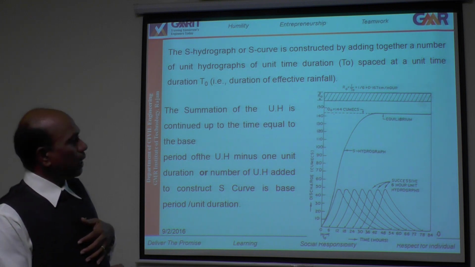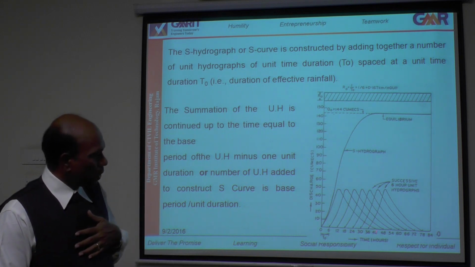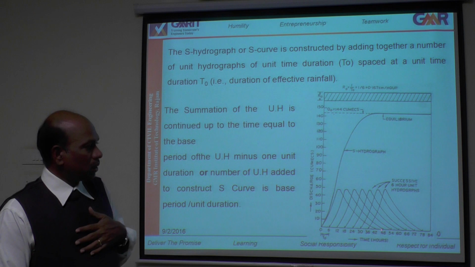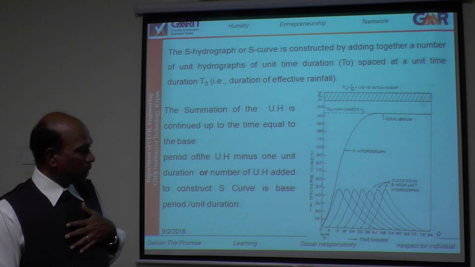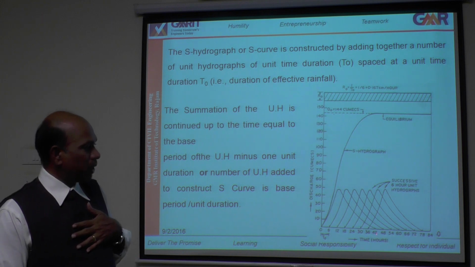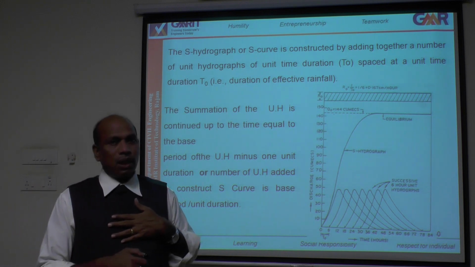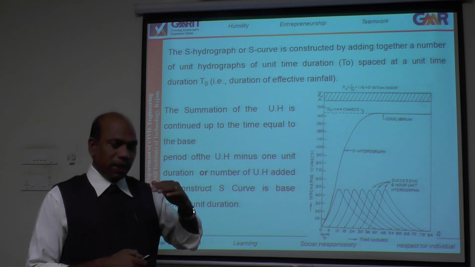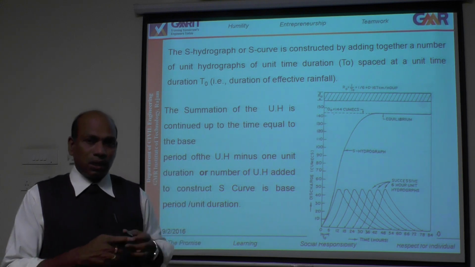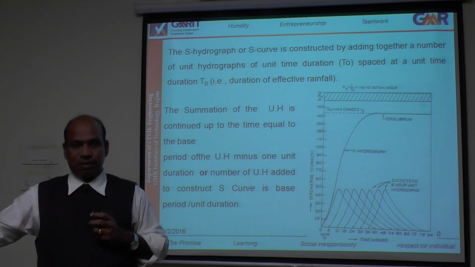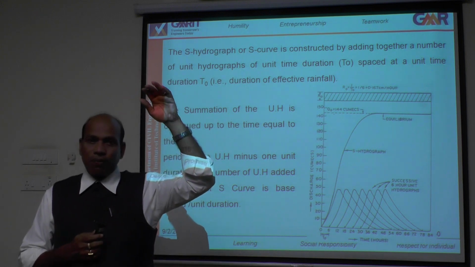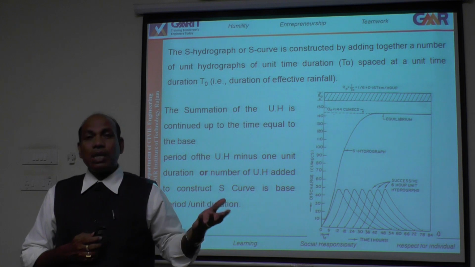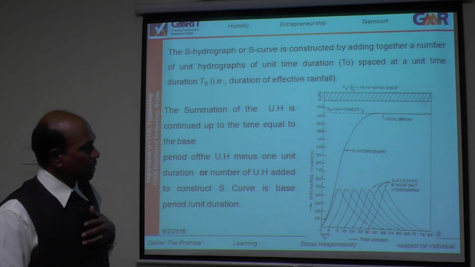Then this is the equilibrium discharge, and this is the formula. Here they have given a 42 hour base period. How much should that S curve be extended? 42 minus the unit duration of 6, 42 minus 6 equals 36, right? At the time of 36 hours it reaches the equilibrium discharge. That means equilibrium discharge is when the quantity of rainfall falling on the ground surface must be equal to the direct runoff. That is possible at 36 hours.